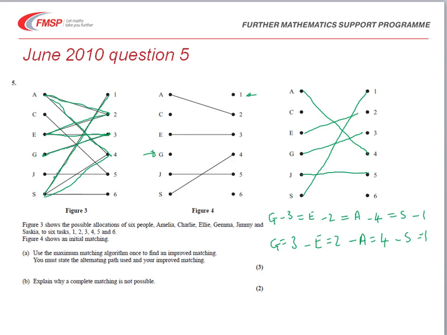Now the second part of the question says, explain why a complete matching is not possible. So we could look through the diagram and see if we can get a matching from C to 6. It's one method we could use. But let's look at the original diagram and see if we can argue from the point of view of what's possible here. Well, a quick look at the diagram shows what the problem is. Task 6 and task 1 can only be allocated to Saskia, and she can't possibly do both tasks.